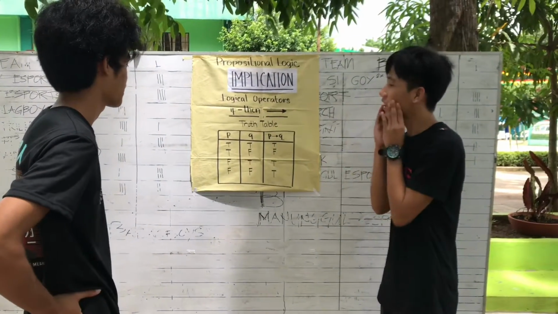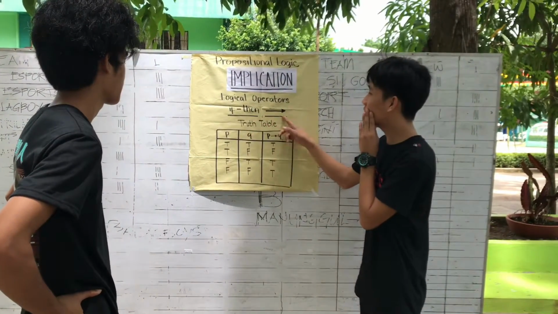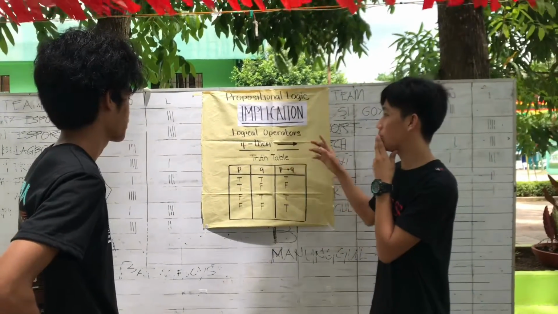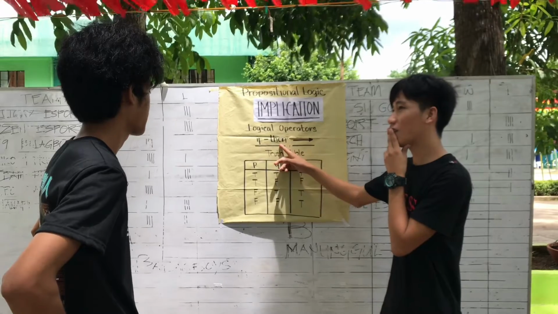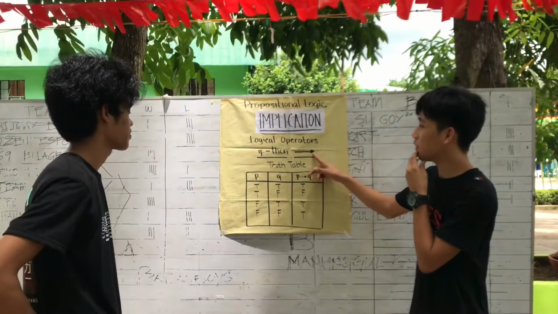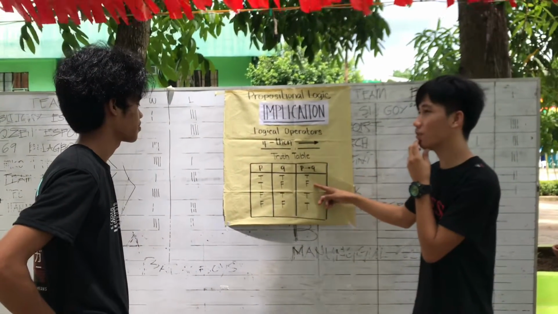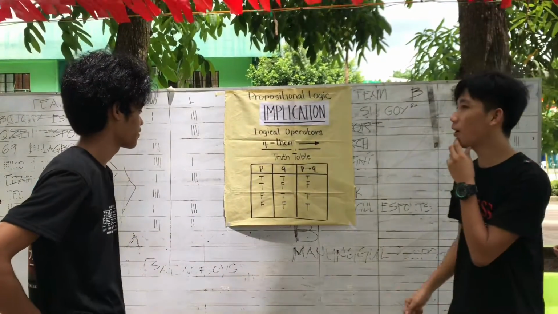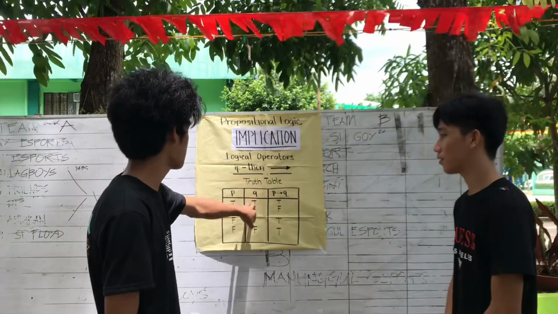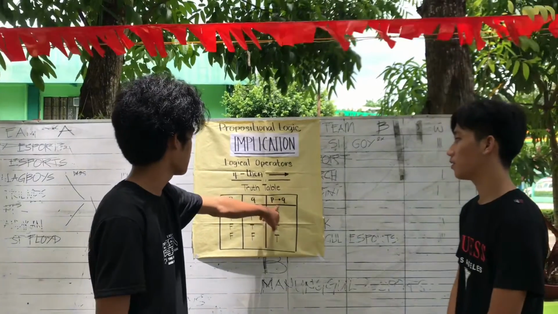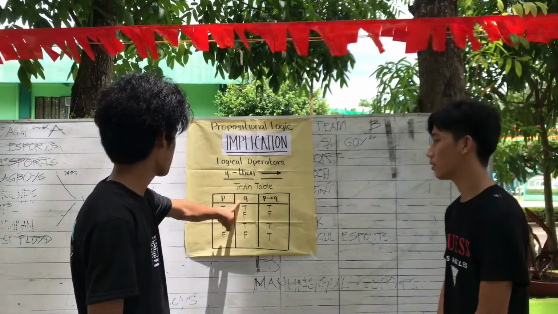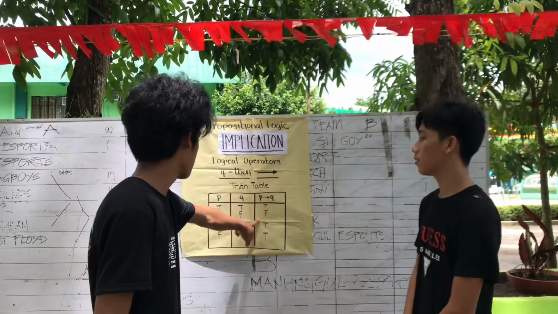Then the mathematical symbols. So I get it. When we are using implication, these two logical operators are the symbols we use. Then if we are solving word problems, we use these symbols like this in the truth table. So how about its truth table? If P is true and Q is true, the implication is also true. If P is true and Q is false, then it is false.